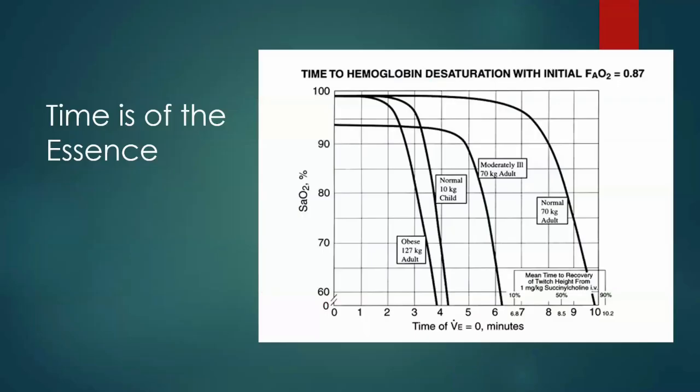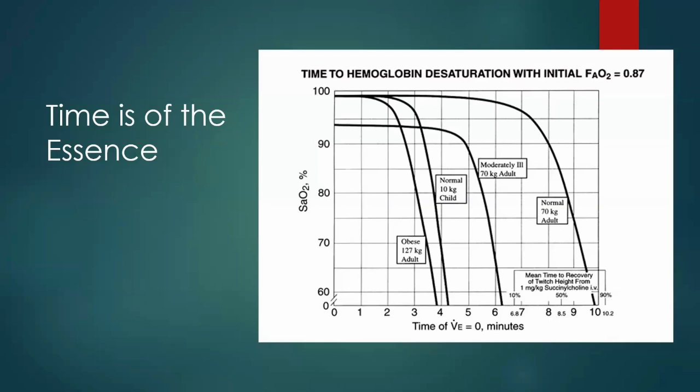So this is something that I came across that I thought is very important for us to know and really points out why time is of the essence. The graph on the right, if you look at it, is essentially looking at the hemoglobin desaturation with an initial alveolar O2 of about 0.87 or 87%. So a patient that you would be pre-oxygenating. On the left, you can see the saturation of oxygen measured in percentage, and on the bottom is the time of ventilation being 0, so essentially the apnea time, and the graph represents how quickly the saturation will fall in relation to apnea time.